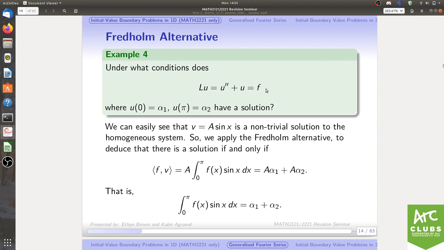Okay, so once we apply the Fredholm alternative, we can only have a solution if the inner product matches what we expect from the bilinear concomitant.